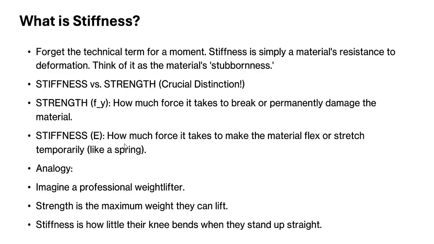So the stiffness is how much force it takes to make the material flex or stretch temporarily, like a spring, and again get back to the original position. So it is the experience of the material due to the stress only, but it doesn't physically appear in the material. The stiffness is the property of the material, but strength is the direct force applied on the material.